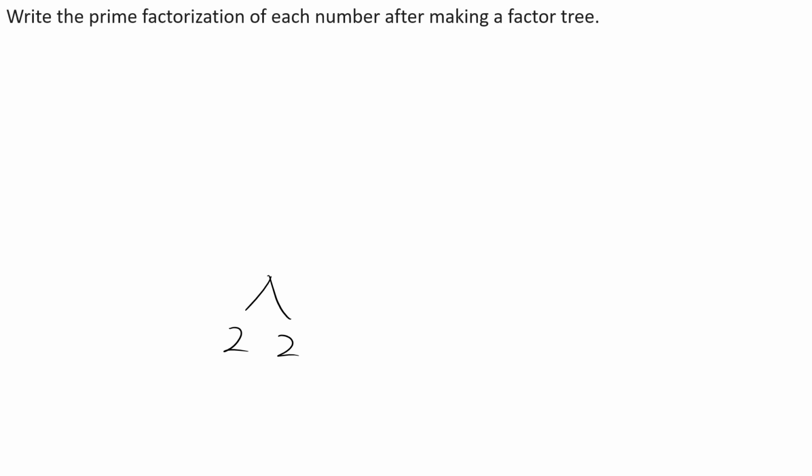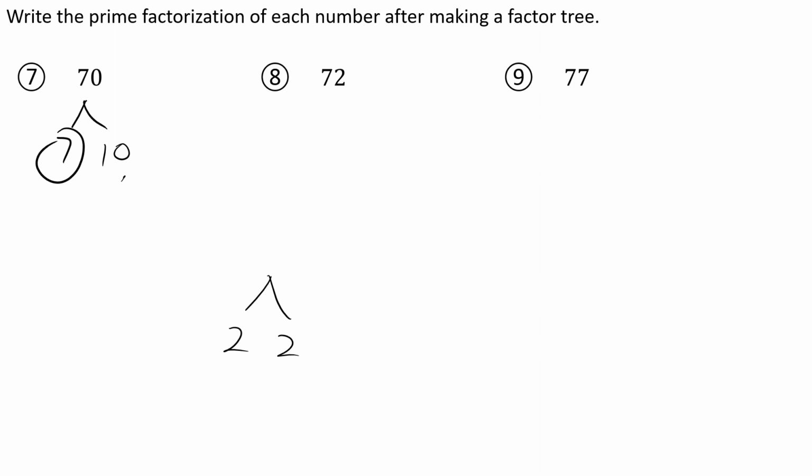Factor trees, let's get through these real quick. Oops, we've got a phantom already showing up there. Factorization of each number after making the factor tree. So for 70, let's try 7 times 10. I'm going to circle 7, that's the prime number. Underneath 10, I can do 2 times 5. Circle the 2, circle the 5, because those are prime numbers.